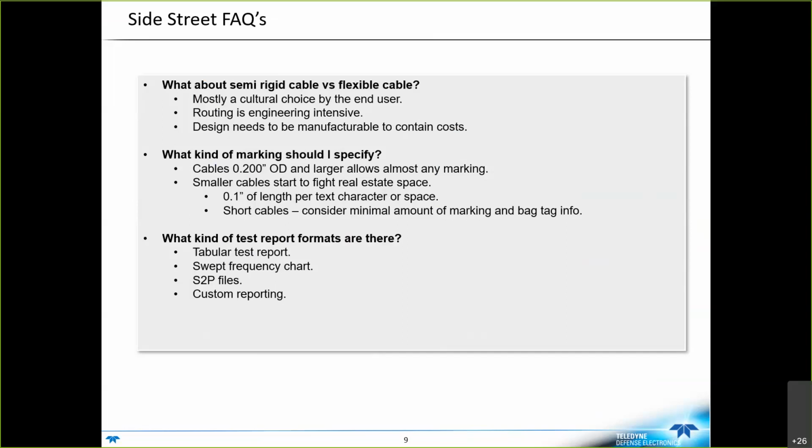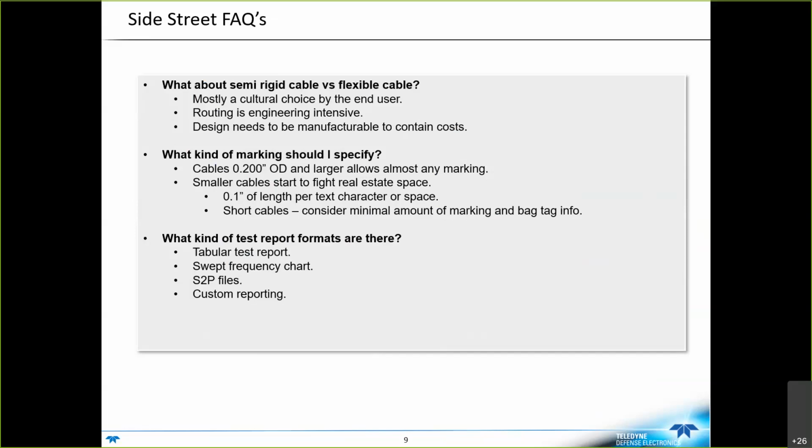A further step up from that is what we call an S2P file. Those are becoming much more common, and that gives you the raw vector data of the cable assembly performance as you are looking at it on a network analyzer. So you can take that S2P file and import it either into your programming or an Excel file, and then you can manipulate that data as you see fit. I'm starting to see a great increase in requests for that data.